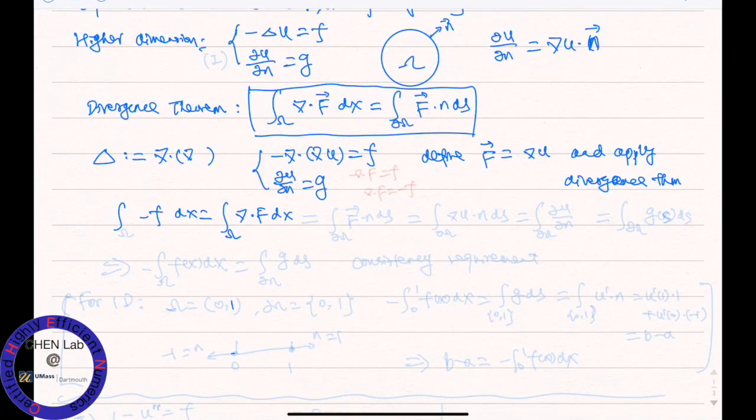If we integrate negative f, because the equation basically says that if we define F as the gradient of u, negative divergence of F is equal to f, which means the divergence of F is equal to negative f. So if we integrate that by the divergence theorem, that's equal to the integral of F dot n ds on the boundary.